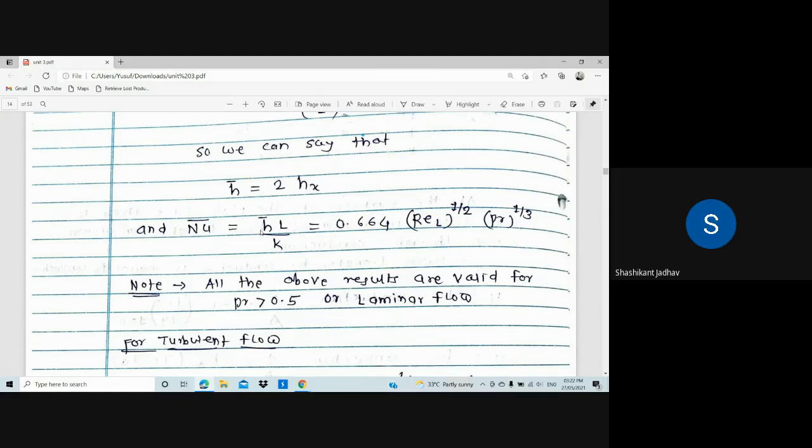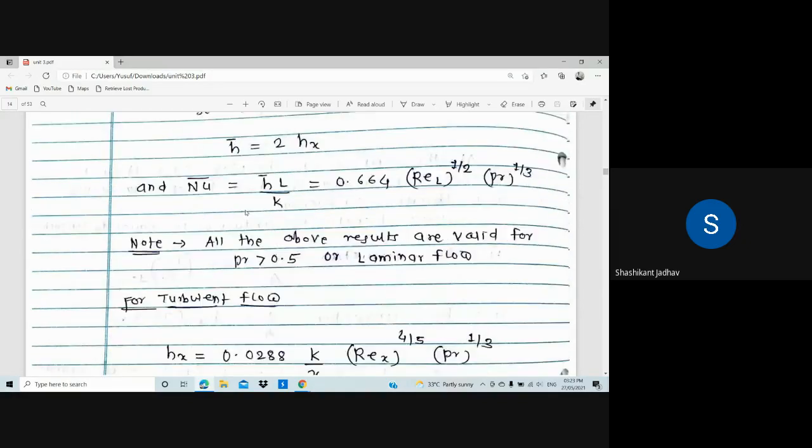Below that, write a note. Note, all the above results are valid if the Prandtl number is greater than 0.5 or laminar flow is there.